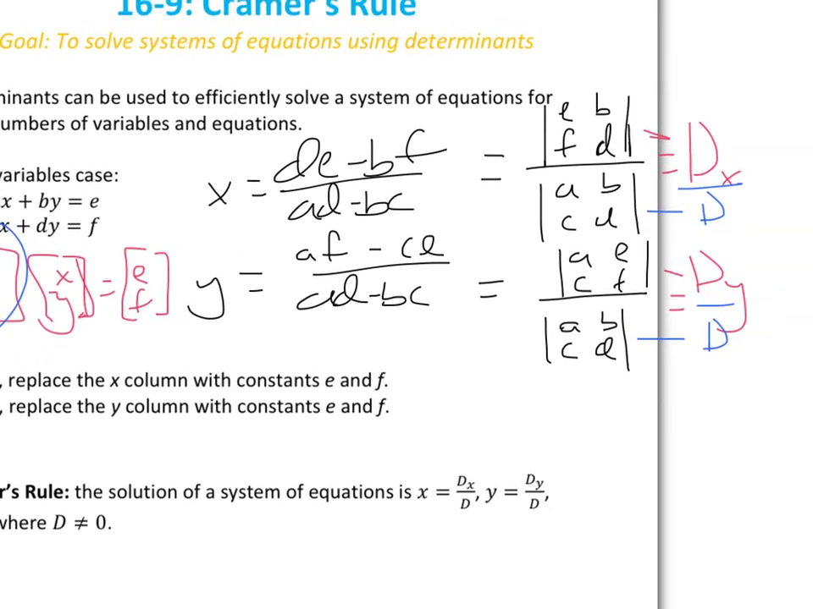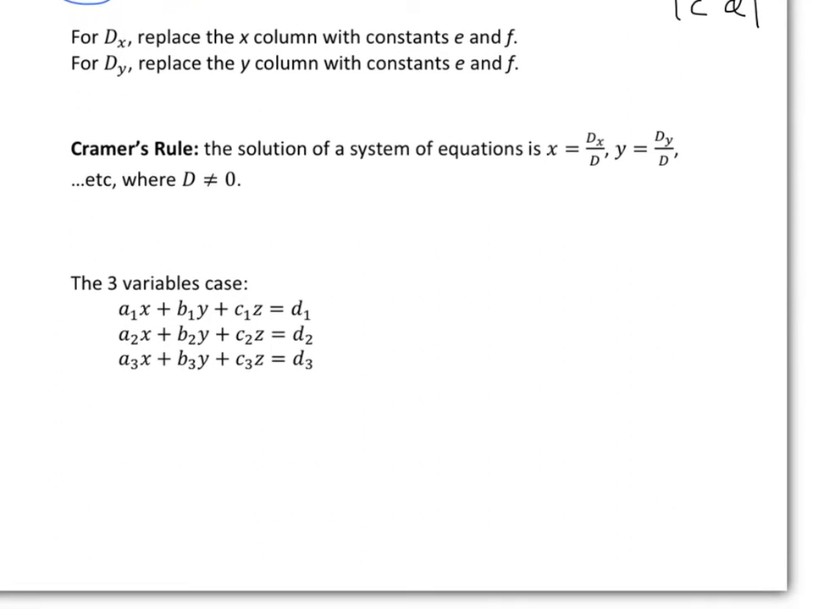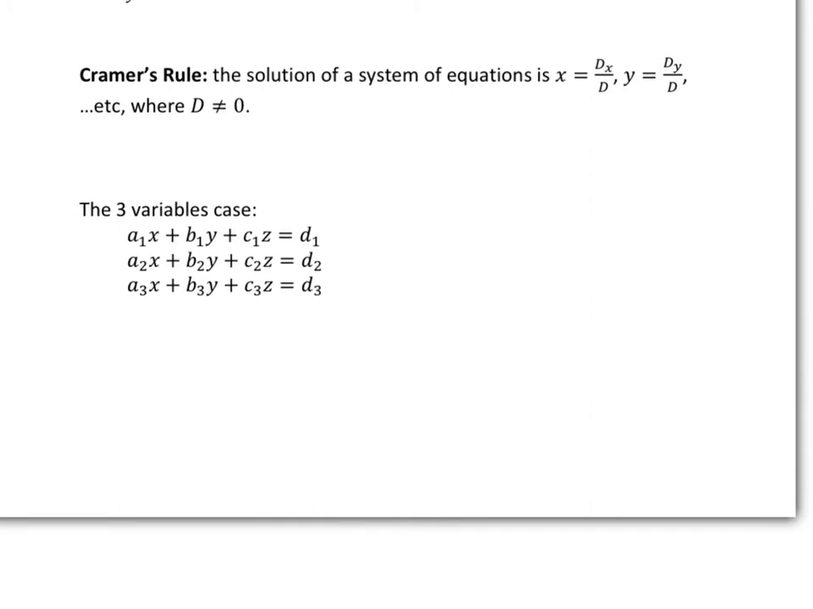If you work these determinants out and do the division, you're going to get the x value and the y value. And this works for a large finite number of variables. So Cramer's rule is the solution of a system of equations is x equals dx over d and y equals dy over d, z equals dz over d, etc., where d cannot be 0. Obviously, d cannot be 0. So that's most special cases.